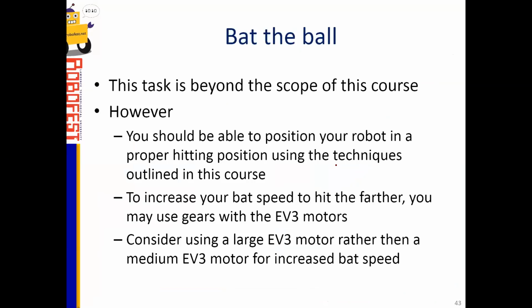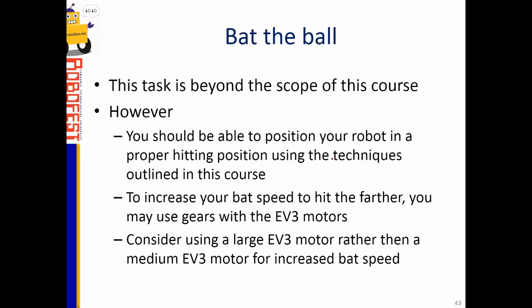So, batting the ball. This is beyond the course. This is one of those things we want you to experiment with. But some of the key things to pay attention to while thinking about this. You should be able to position your robot in a proper hitting position using the techniques outlined in this course. Since your bat is on the side, you may want to hit the ball from the side of your robot. You may not want to aim directly at the ball stand. You might want to go to the side of it.